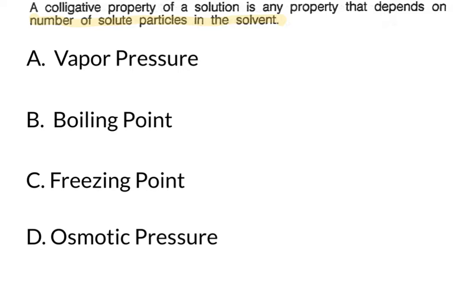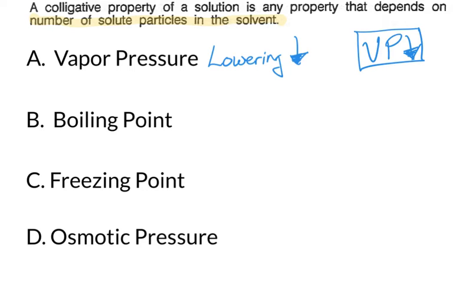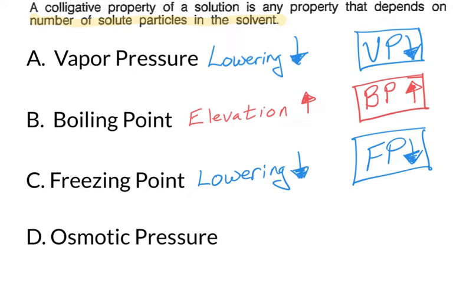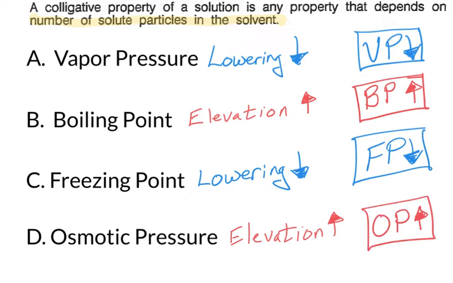We'll talk about each one individually, but what you'll need to know is that the vapor pressure of a solution will be lower than the vapor pressure of the solvent alone. The boiling point of a solution will be higher than the boiling point of the solvent alone. The freezing point of a solution will be lower than the freezing point of the solvent alone, and the osmotic pressure will be higher for a solution than it will be for a solvent alone. So let's talk about each one of these in detail so you can understand why they behave the way that they do.